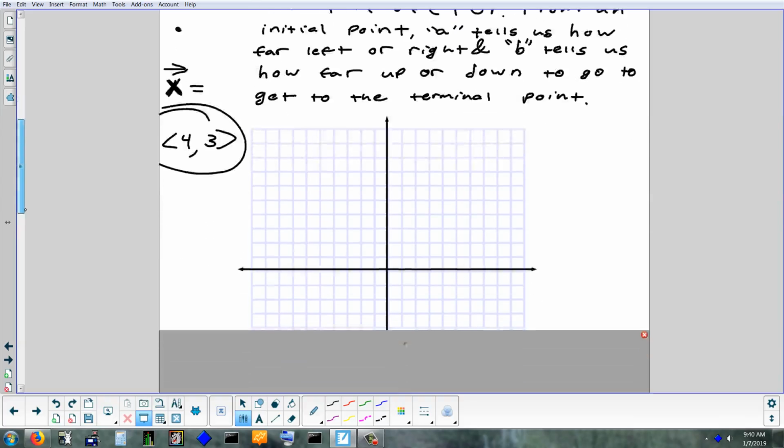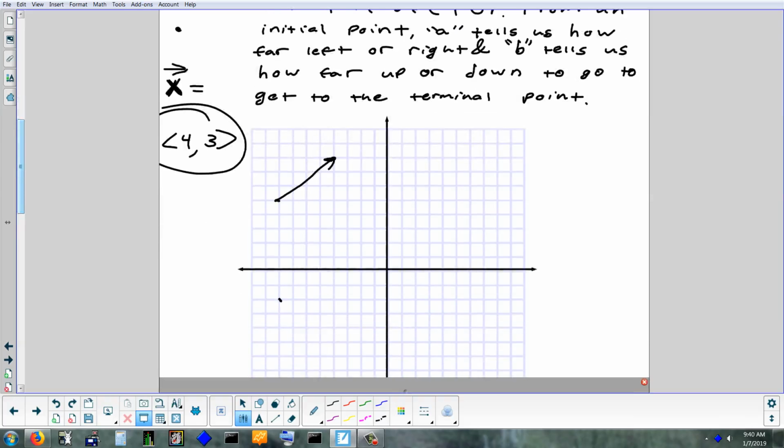So I could start right here and say go 1, 2, 3, 4, up 3. That's a perfectly acceptable way to draw the vector 4, 3. I could also go here. 1, 2, 3, 4, 1, 2, 3. That's another way to draw it. Or over here.